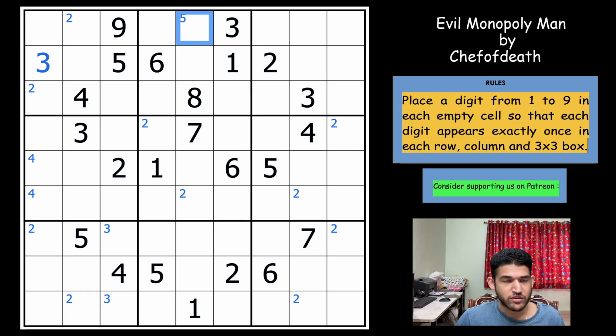5 has only 2 possibilities in box 2, 3 in box 3. No use marking that. Okay, in row 9, only this domino can take the 5. And in column 1, these 2 cells will take the 5. Okay, let's go to next.